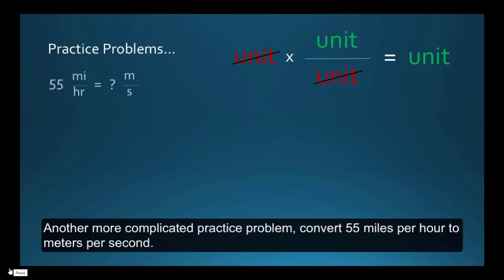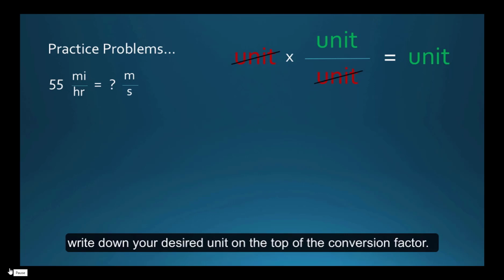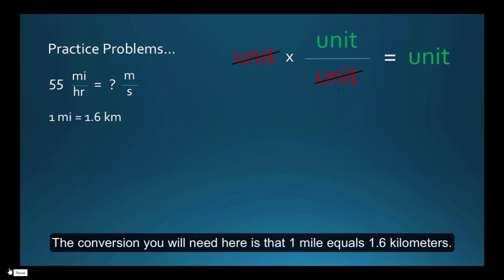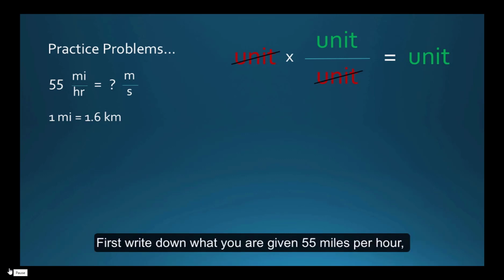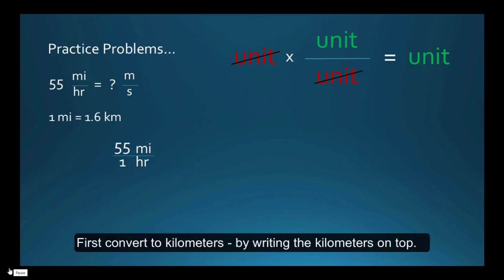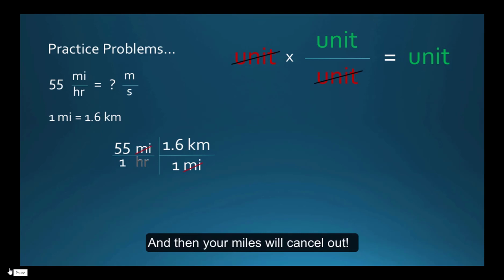Another more complicated practice problem: convert 55 miles per hour to meters per second. Remember again our unit conversion guide. Write down your desired unit on top of the conversion factor. The conversion you will need here is that 1 mile equals 1.6 kilometers. First, write down what you are given, 55 miles per hour, and then concentrate on the top part of the unit first, the miles to meters conversion. First, convert to kilometers by writing the kilometers on top. Even though this isn't the desired unit, it is still one step closer to finding our desired unit. And then your miles will cancel out.